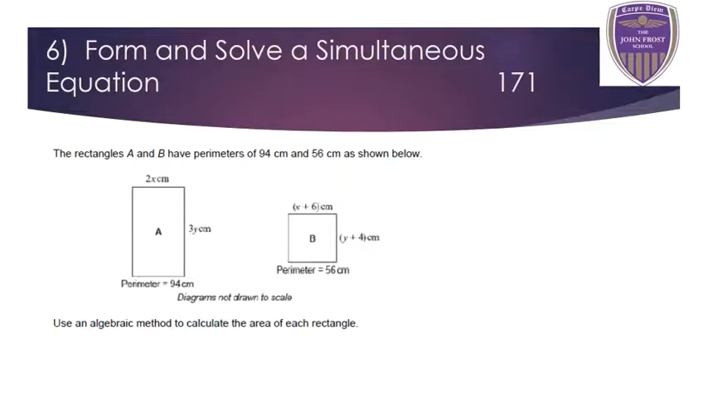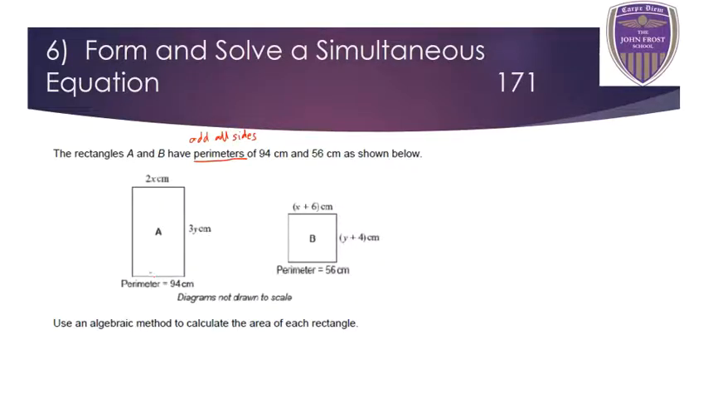Okay then, section 6 then is on forming and solving a simultaneous equation. So in this question here, I'm being told that rectangle A has a perimeter of 94 centimeters and rectangle B has a perimeter of 56 centimeters. So first of all, we need to focus on perimeter, which is found by adding all the sides together.